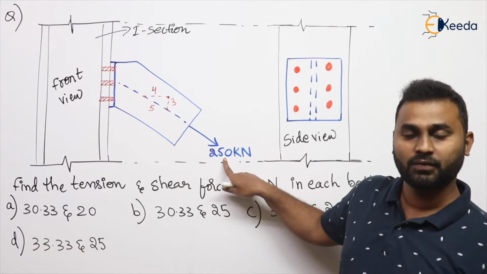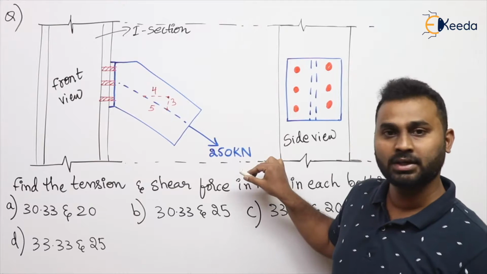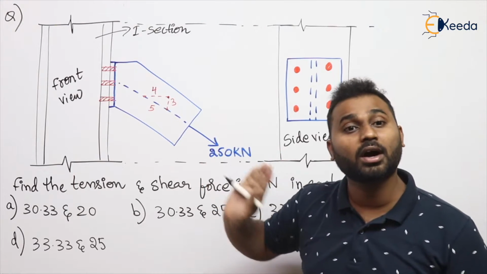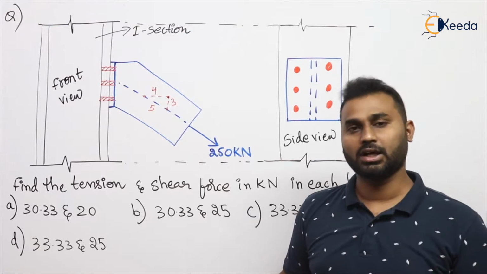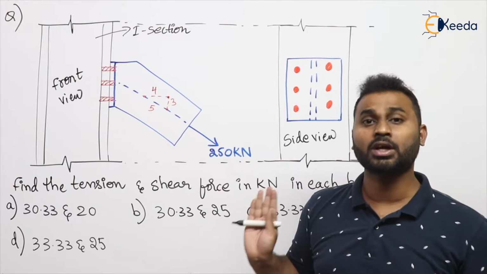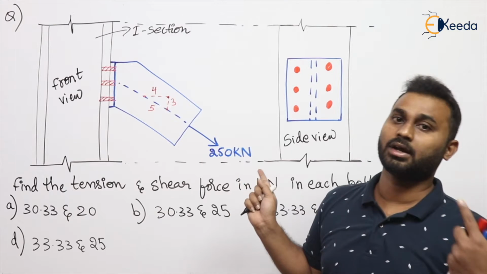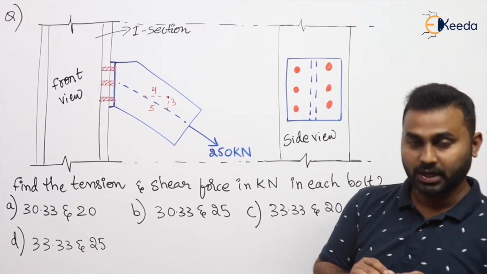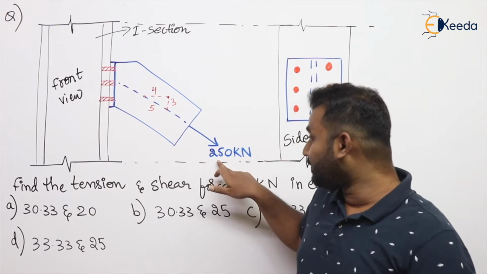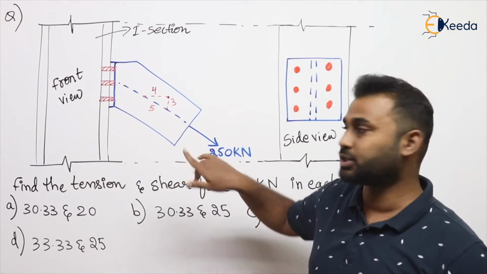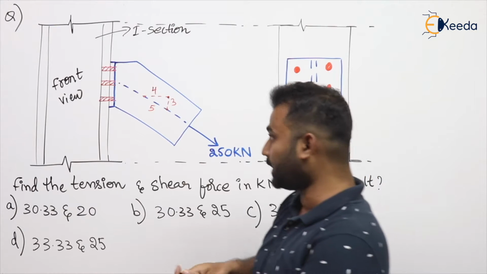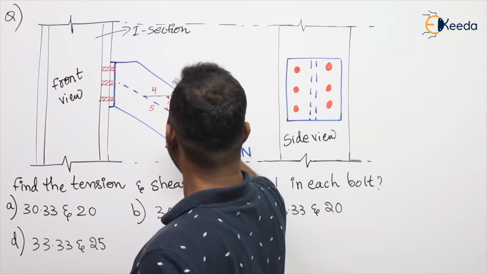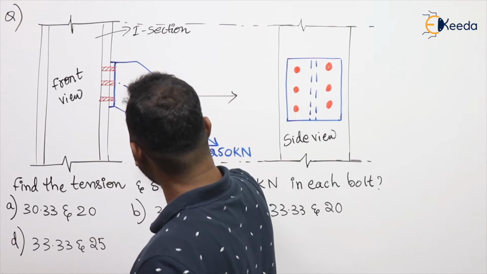250 kilonewton, which is acting in this direction, somewhat inclined to the horizontal. The load is neither horizontal nor vertical. Hence we need to resolve this given load in 2 directions. What are those 2 directions? Horizontal direction is one direction, and this is the other direction.